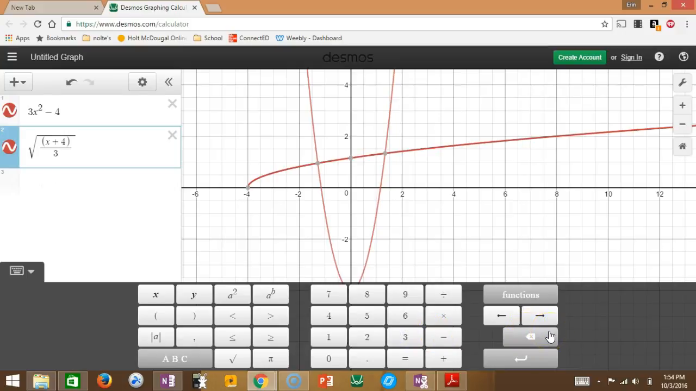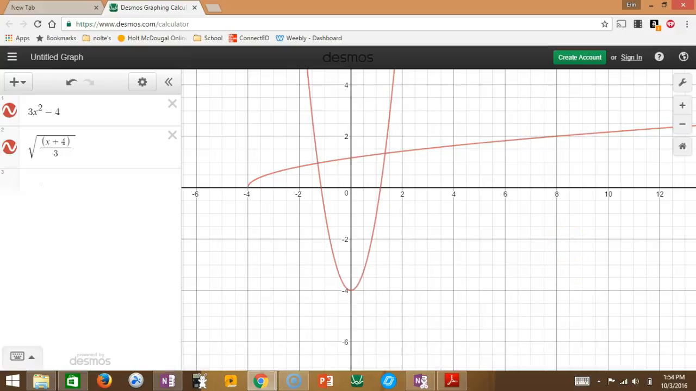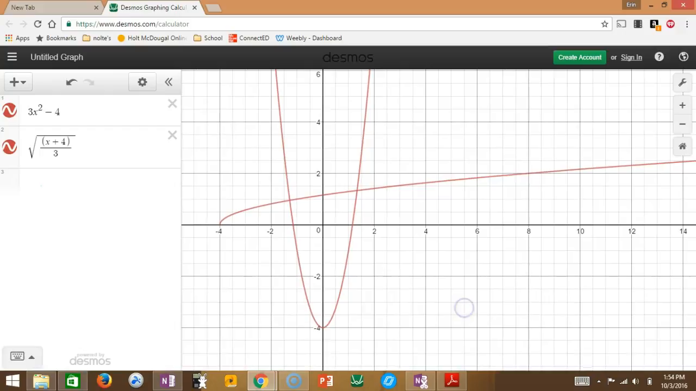Oh. Wait a second. What is going on here? Why is it only graphing half? I didn't do plus or minus? So I have to do a plus or minus? Oh, yeah. So how do I do that in Desmos? Oh. So do you guys see where I'm going with this?